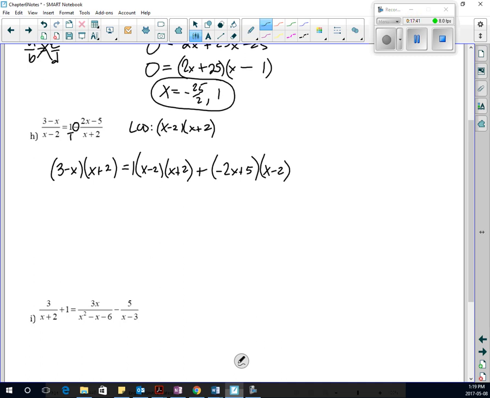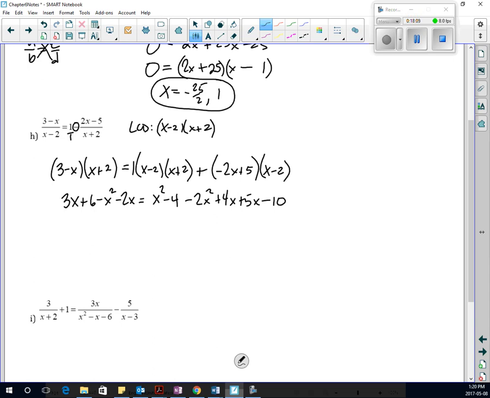So first I get 3x, outer I get plus 6, inner I get minus x squared, and last I get minus 2x. Next one, if I FOIL that, the outer and the inner cancel, I'm left with x squared minus 4. With this one, I get minus 2x squared. Outer, I get plus 4x. Inner, I get plus 5x. And last, I get minus 10.